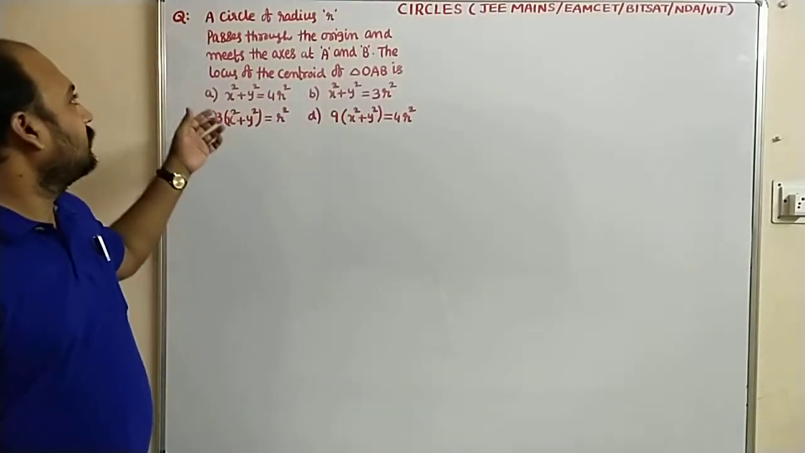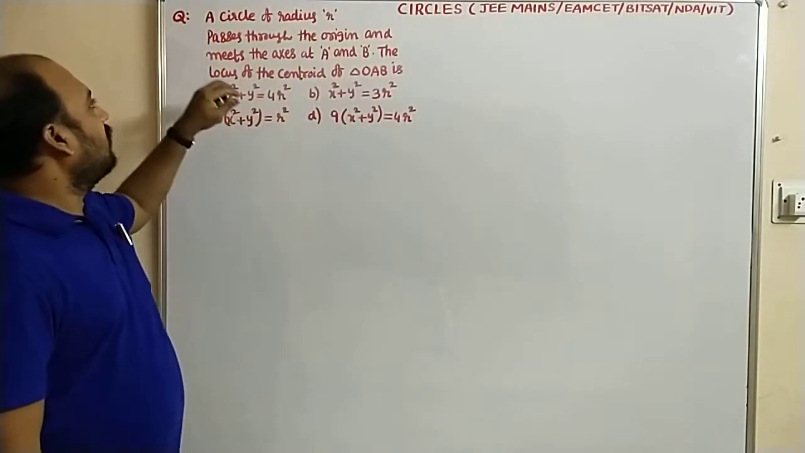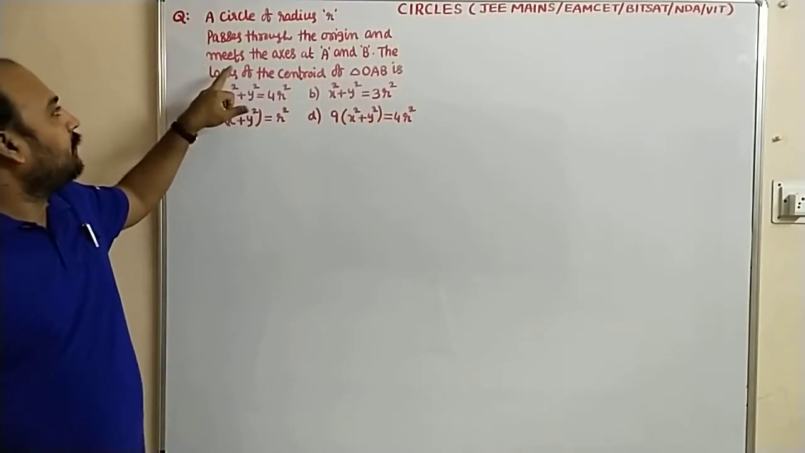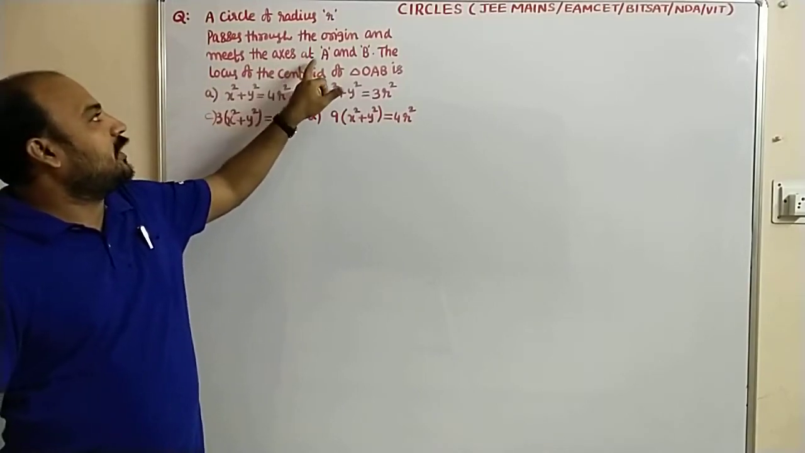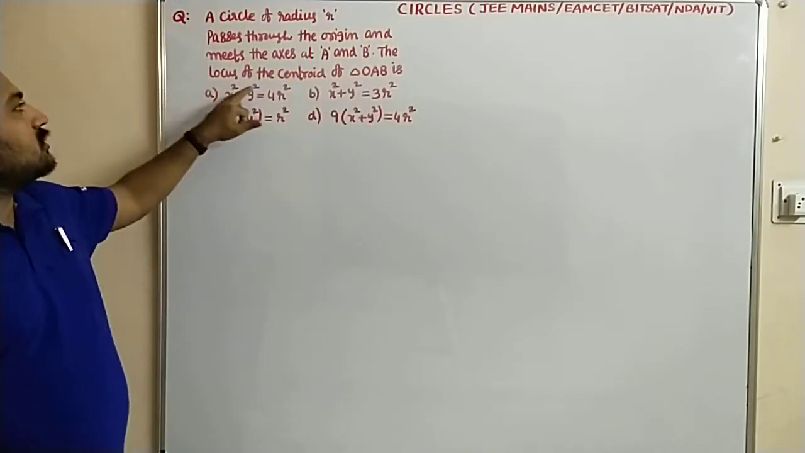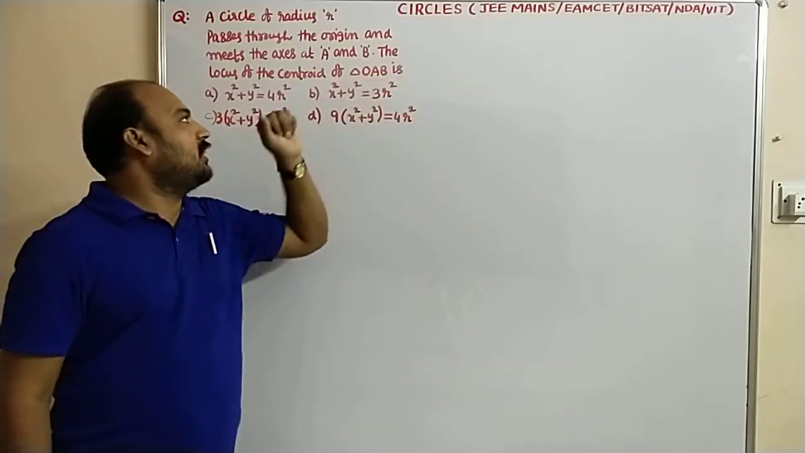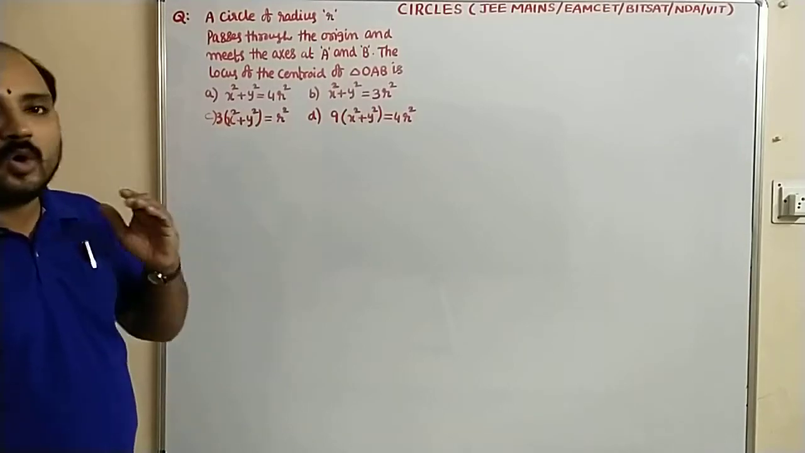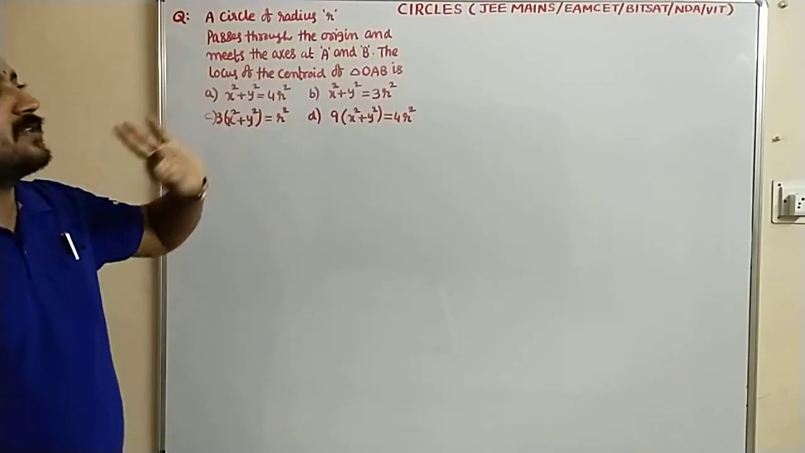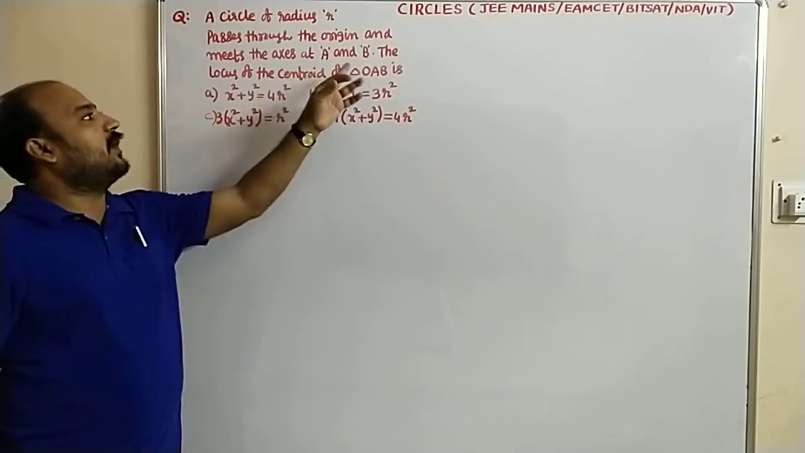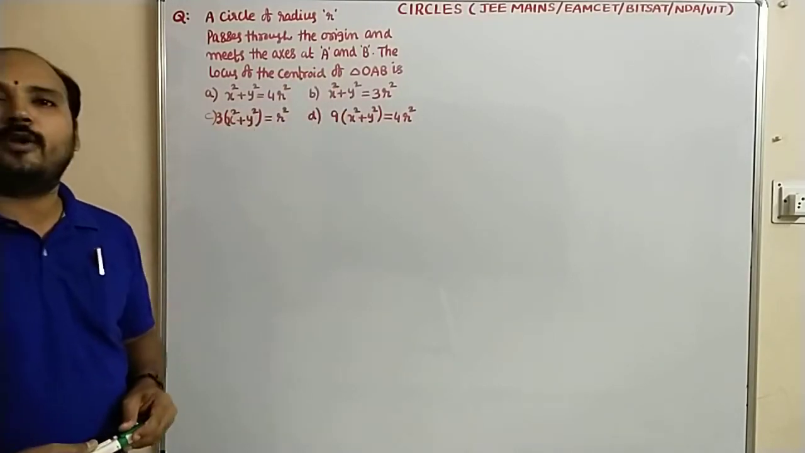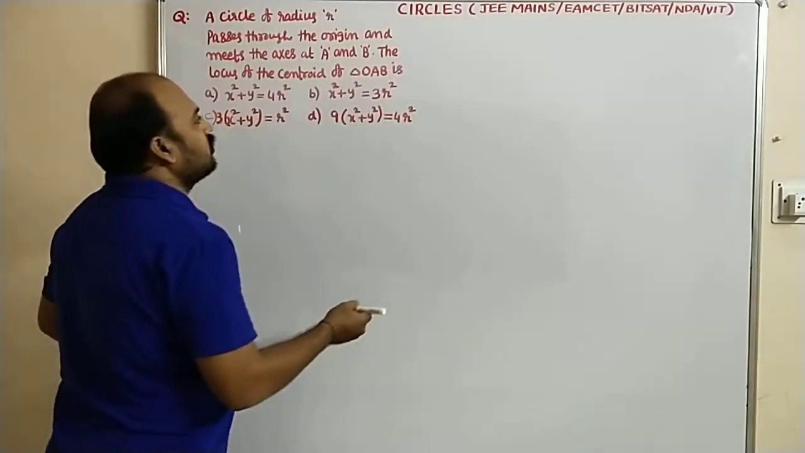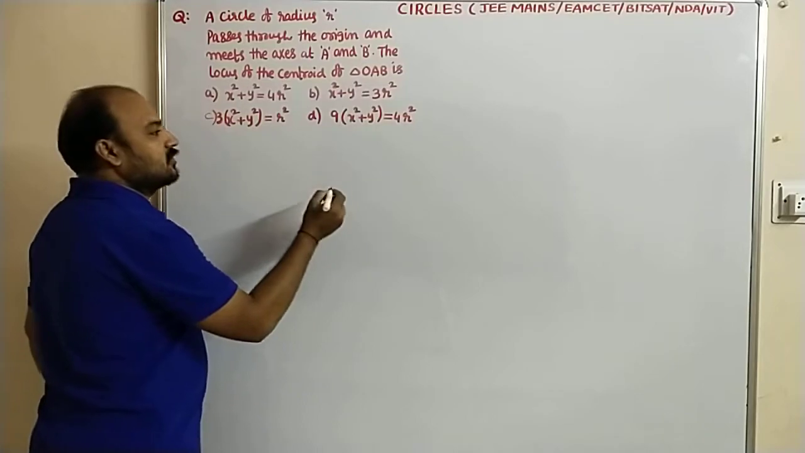See the next question. A circle of radius r passes through the origin and meets the coordinate axes at A and B. Then find the locus of the centroid of triangle AOB. This is the easiest problem. Once you draw the diagram of the coordinate system as well as the circle.